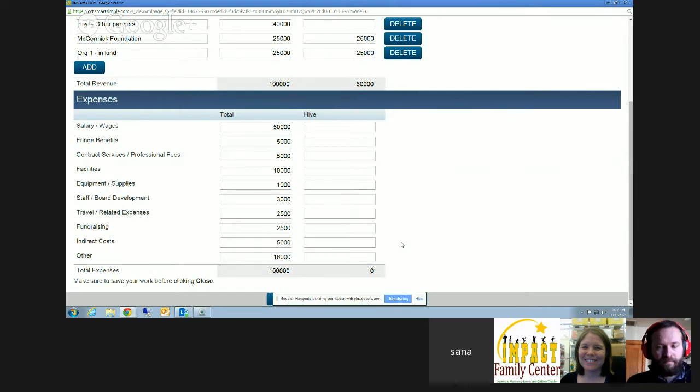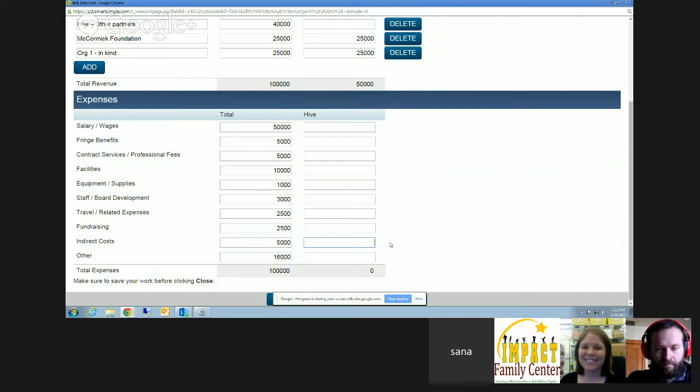Could you repeat the question, Robert? I'm going to say it one more time in another way, which is, should the indirect cost request from the Hive not exceed 10% of the funding requested from the Hive Fund? Right. It should be 10% of the request to the Hive Fund, not 10% of the entire project. Excellent. So it would be 500.